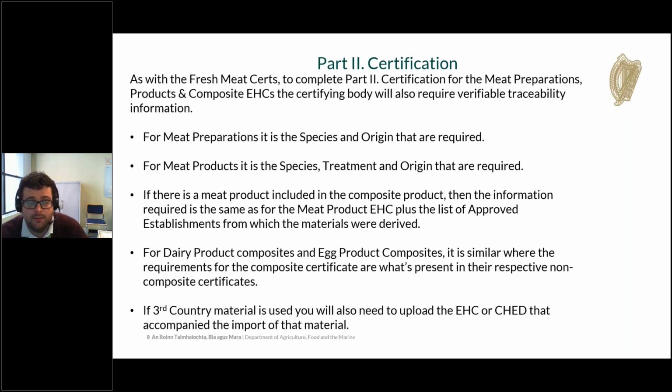And then it's the composite product cert. If there's a meat product included in the composite product cert, then the information that is required for the composite EHC is quite similar to the meat product EHC, but for the composite, you do need, in addition to the species, treatment, and origin, the list of approved establishments from which that material was derived. But again, that's information that should actually have input into I-25 identification of the commodities.